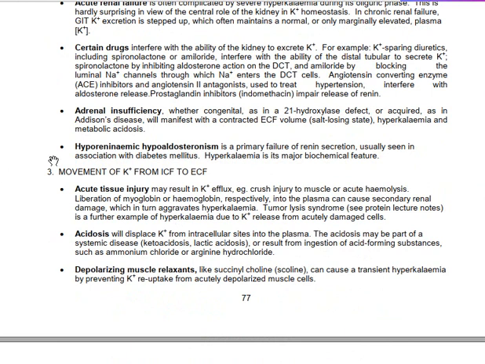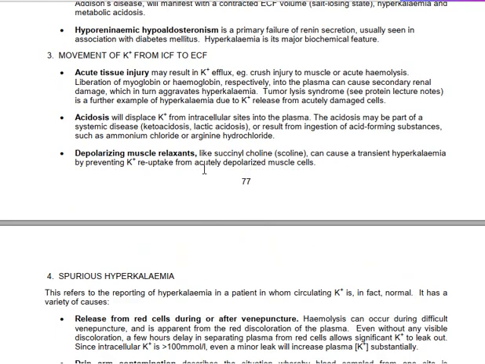The next one is hyporeninemic hypoaldosteronism. In this case, you have a low level of renin. So it's a failure of renin secretion. Since you don't produce renin, you're not going to have aldosterone in blood.